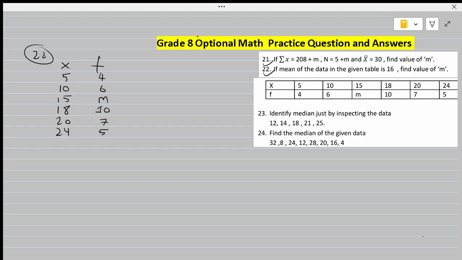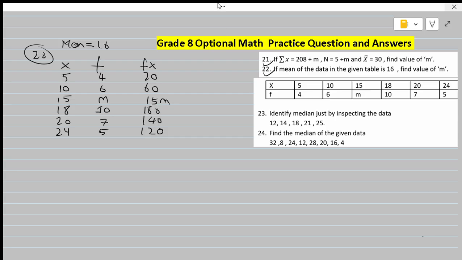Here the mean is given, 16. So we should use the formula of mean, that is summation fx by n. So definitely we have to multiply f and x. So 5 times 4 is 20, 10 times 6 is 60, 15 times m is 15m, 18 times 10 is 180, 20 times 7 is 140, 24 times 5 is 120.